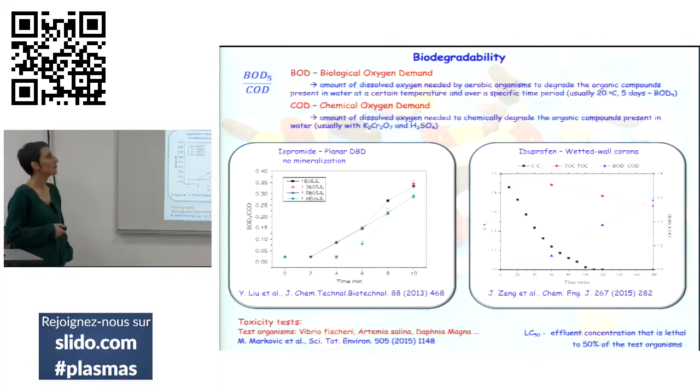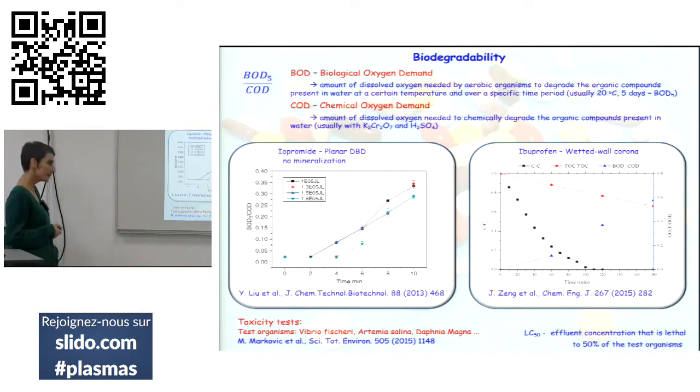A few words about the biodegradability as well. Biodegradability is given by this ratio of the biological oxygen demand over chemical oxygen demand. And what is important in these examples is that even if the mineralization is rather low, or if there is no mineralization, we can improve the biodegradability of the treated effluent by non-thermal plasma.